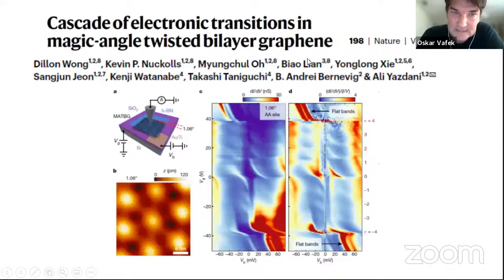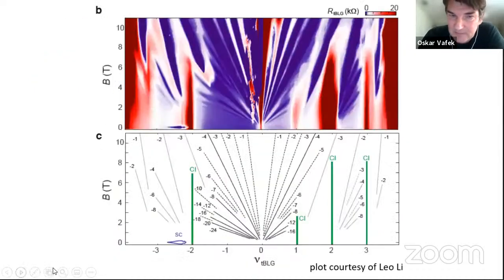Cascades of these transitions in twisted bilayer graphene were also observed in STM by Ali Yazdani, again consistent with what I just showed you. The other thing that this picture explains is why the Landau fans point away from the charge neutrality point. Because it is only away from the charge neutrality point that you have light fermions. And so they're going to have a nice Landau orbit with well-separated energies, while if you try to go towards the charge neutrality point, they're too heavy. So you won't necessarily see the quantum oscillations there.